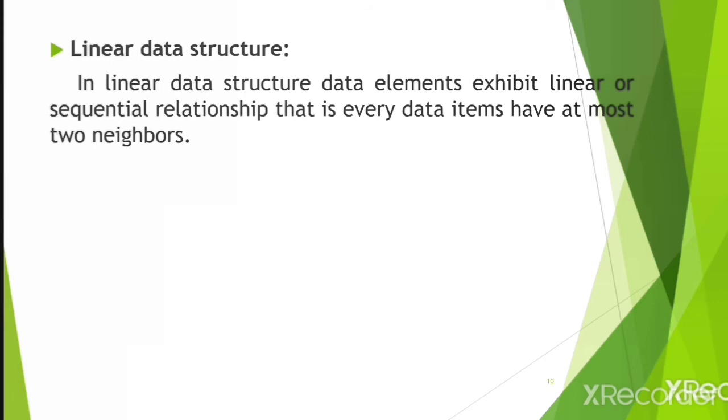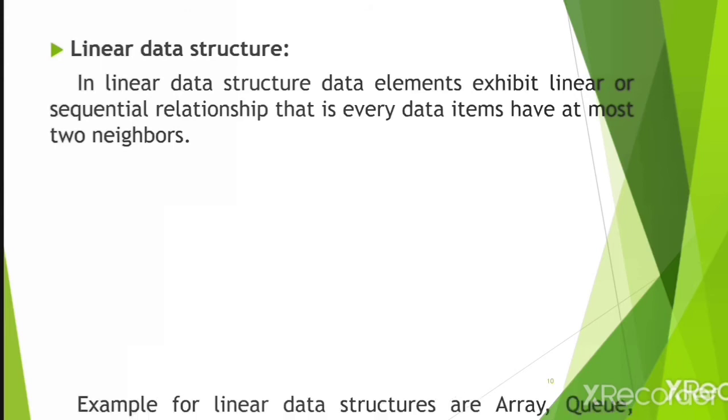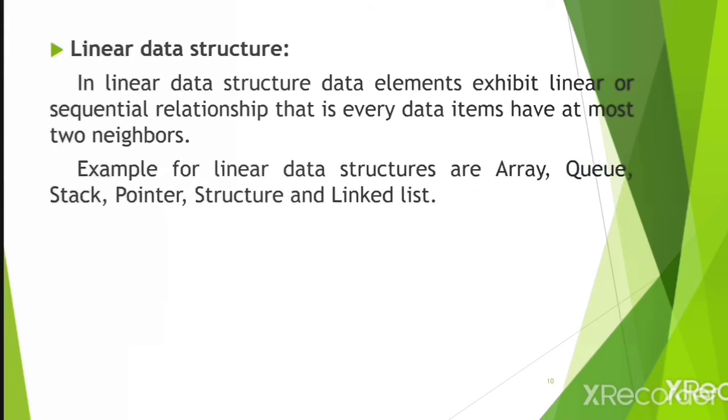To understand this relationship, let us consider an example. If you stand in a queue to buy a movie ticket, you will be having maximum two neighbors, one in front of you and the other at the back of you, right? That type of relationship we call a linear relationship or a sequential relationship. Some of the data structures which exhibit linear relationships are as follows: array, queue, stack, pointers, structures, and linked list.